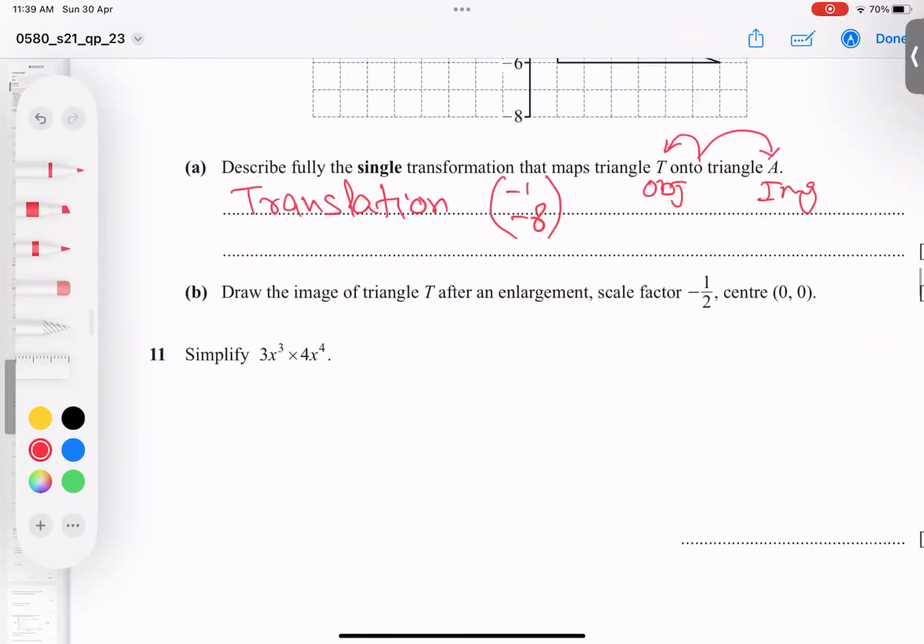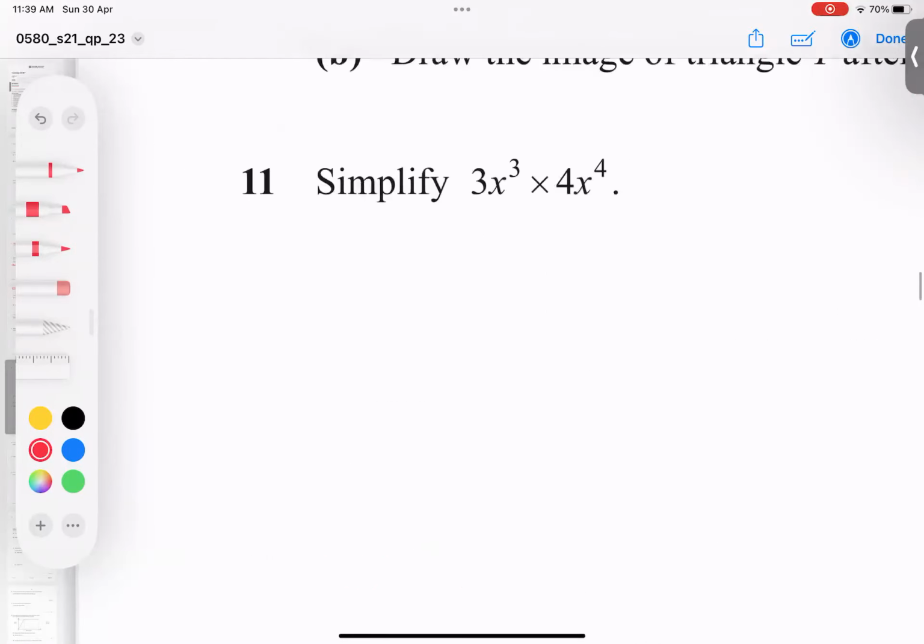Okay, let's go for the next question. He's saying simplify. Basically, this product, so 3 into 4 becomes 12. And same bases when they multiply, the power always adds up. It is a basic property of indices. So I hope this part is also clear.